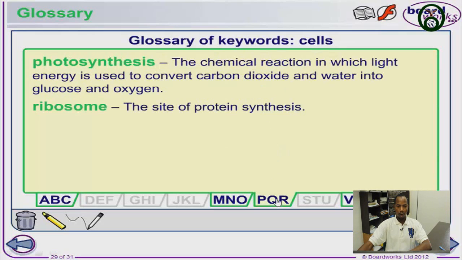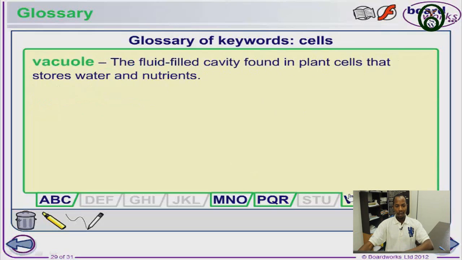Now let's take a look at more. Photosynthesis, we say, is a chemical reaction in which the trapped sunlight energy helps to convert carbon dioxide and water into glucose and oxygen. What of the ribosome? It is the site for protein synthesis. Ribosomes help to synthesize the protein in the cell. Now, what about the vacuole? The vacuole is the fluid-filled cavity that contains the plant cell's water and nutrients. It helps to store the water and the nutrients of the plant.